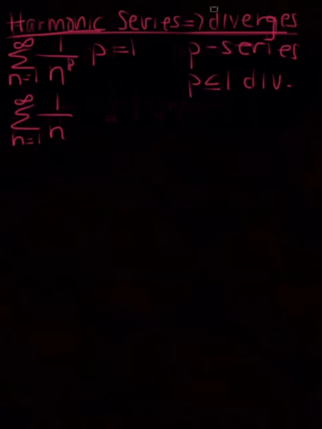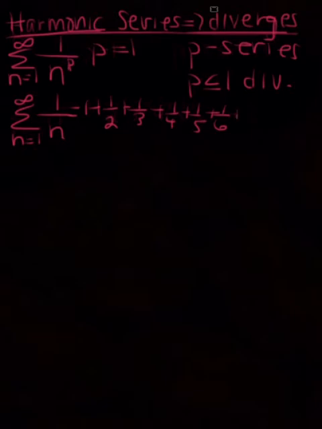So let's start out by writing out a few of the first terms. The first term is 1 over 1, which is 1, plus 1/2, plus 1/3, plus 1/4, plus 1/5, plus 1/6, plus 1/7, plus 1/8, and so on.